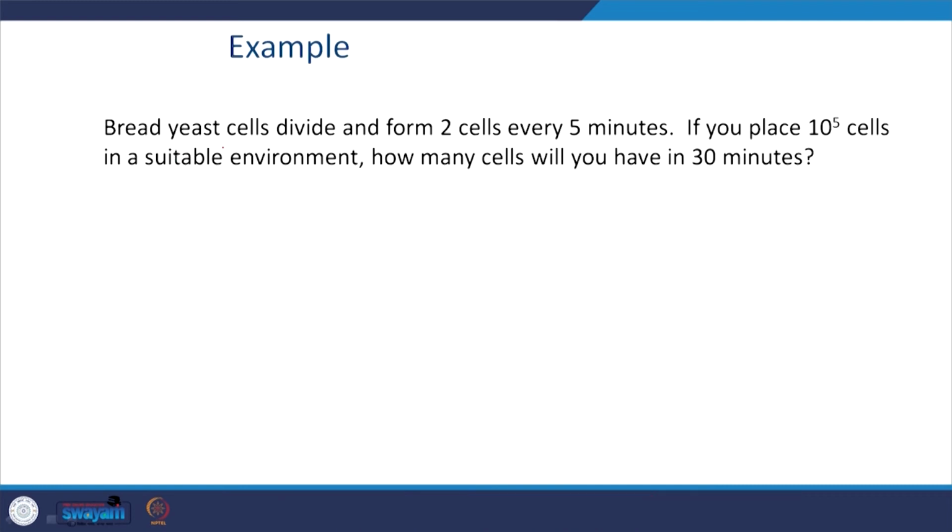So, bread yeast cells divide and form 2 cells every 5 minutes, okay, a 5 minute generation time. If I initially have 10 to the power of 5 cells in a suitable environment, how many cells will I have in 30 minutes, right? So, 6 generations out here, I guess.